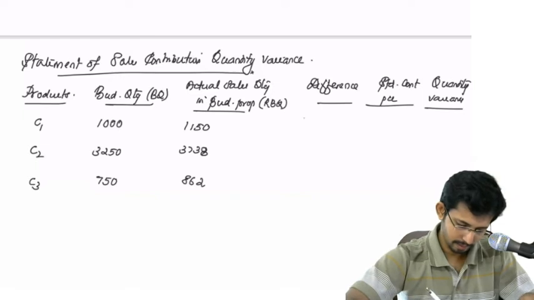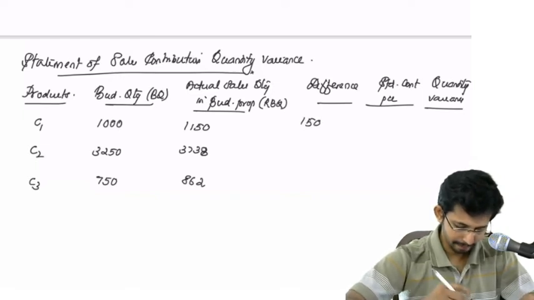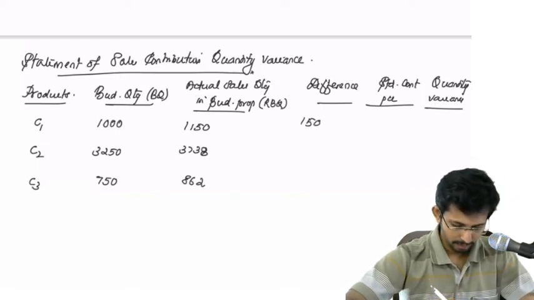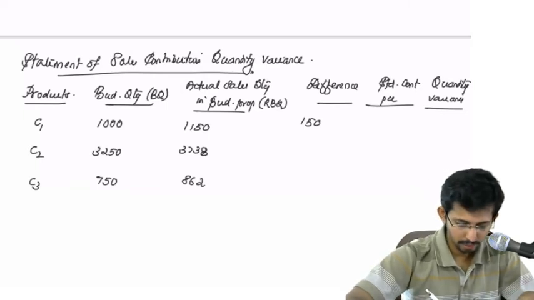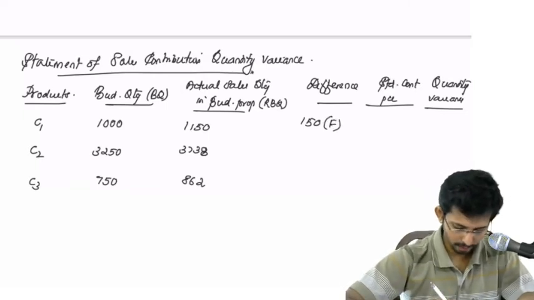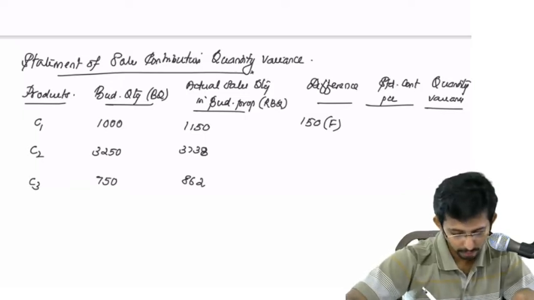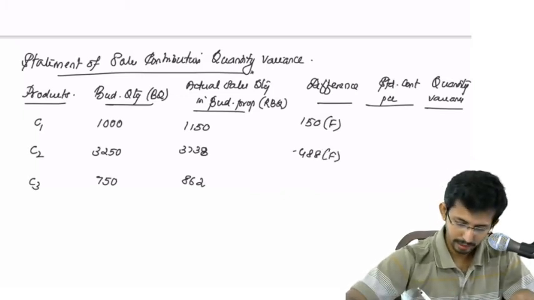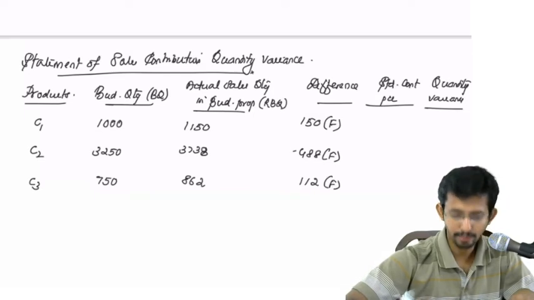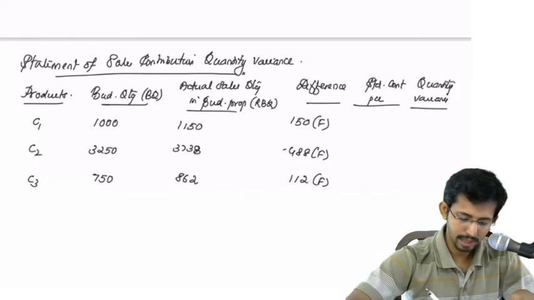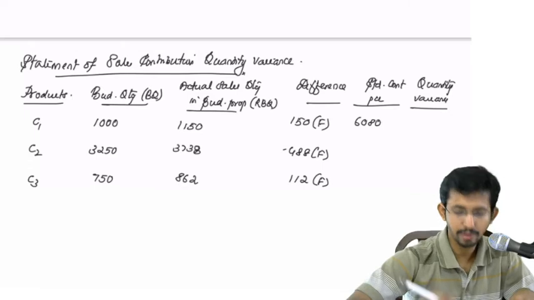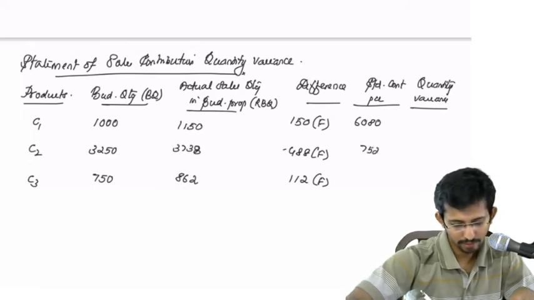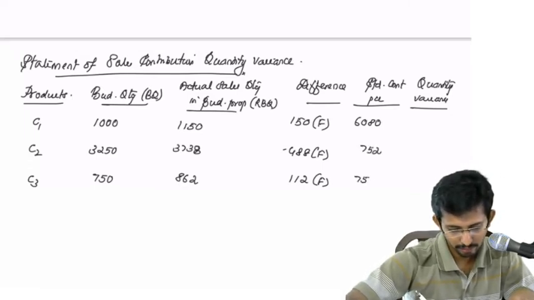Difference 150. BQ and RBQ is more, so this is favorable. Okay, 3250 BQ, 3738. So what happens? 488 favorable. 750 became 862. That is 112 favorable. Standard contribution is 6080 here. Then 752 here. 7520.